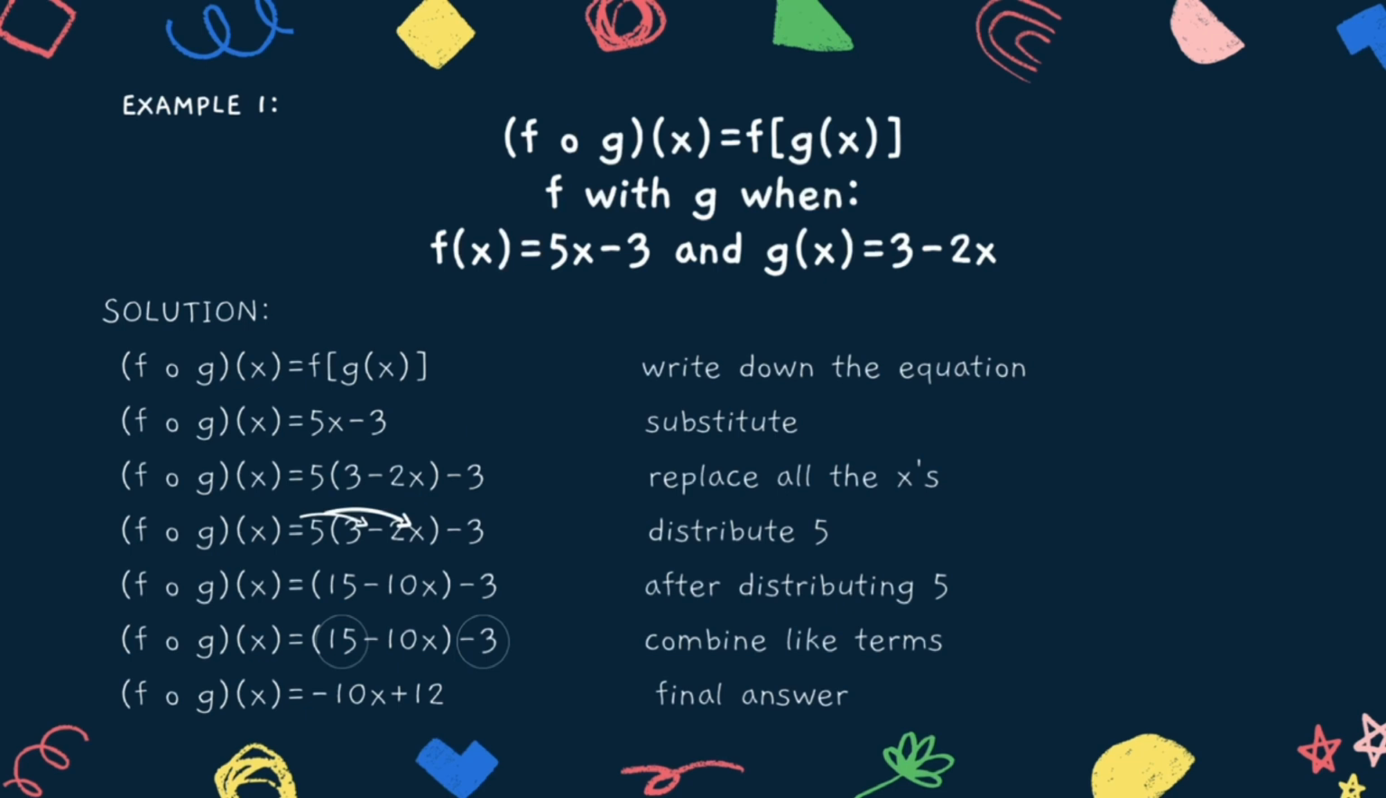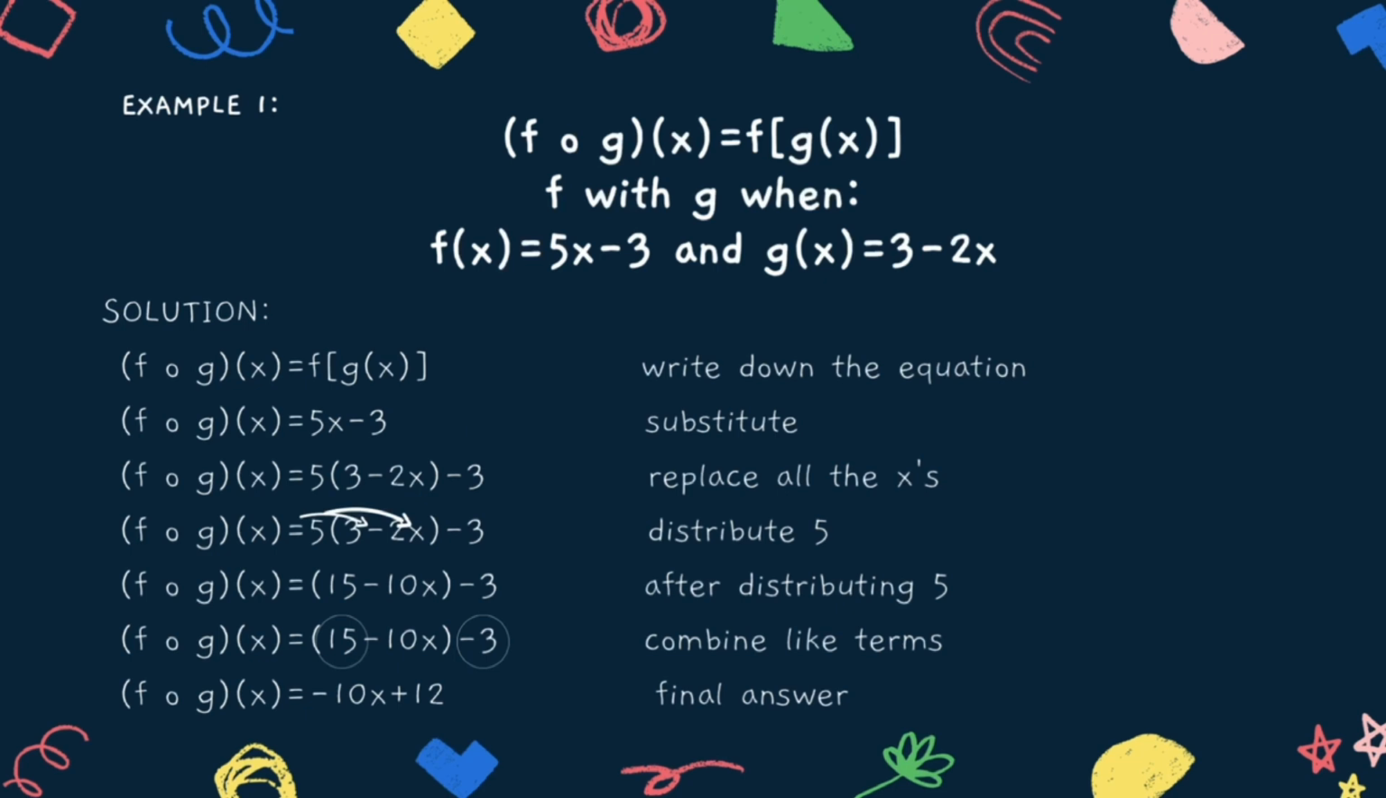Distribute 5 in all the terms of g(x). It will look like this when you distribute it. The arrows in distributing mean multiply. So you multiply 5 by 3 and multiply 5 by negative 2x. After you distribute, you will get 15 minus 10x.